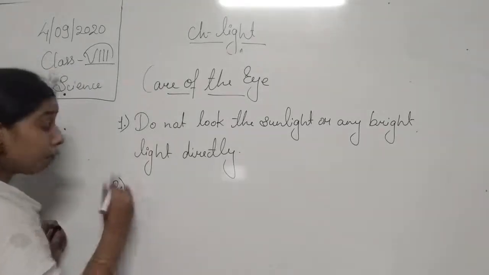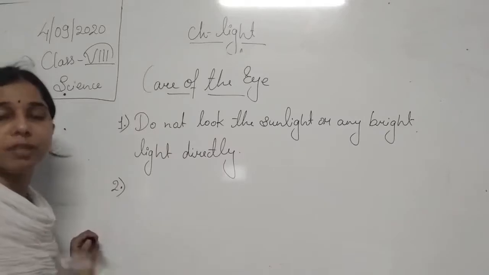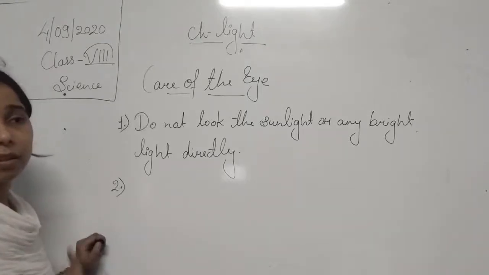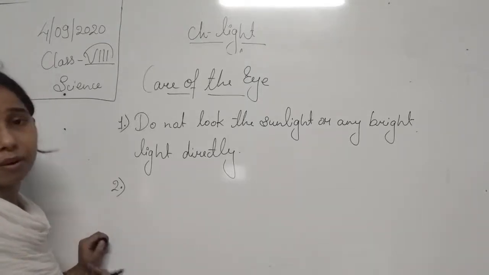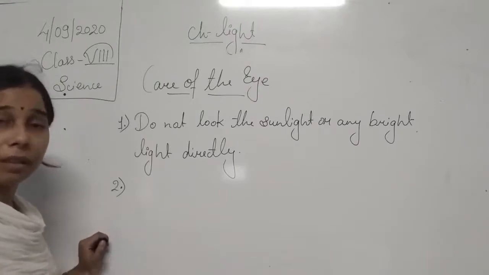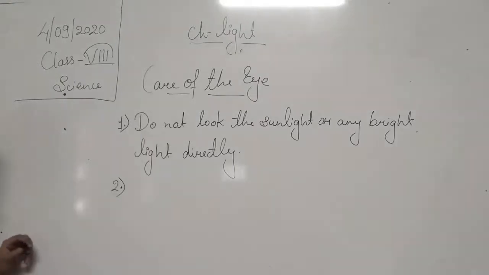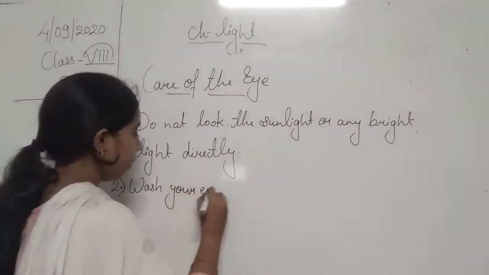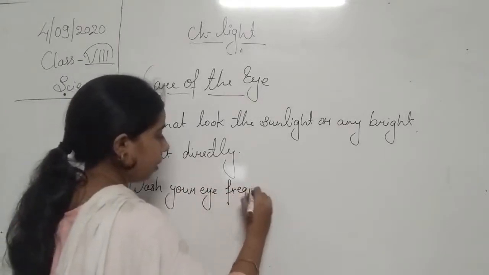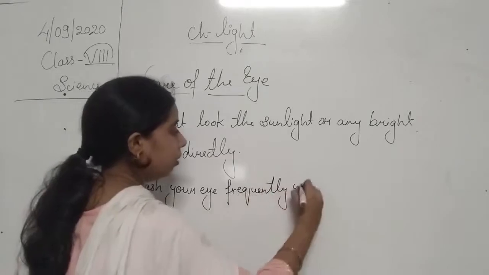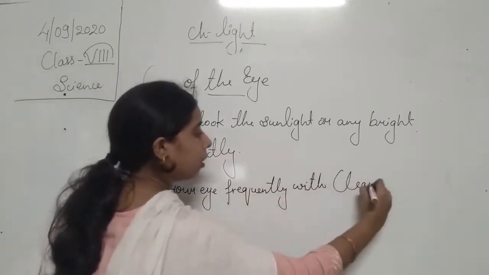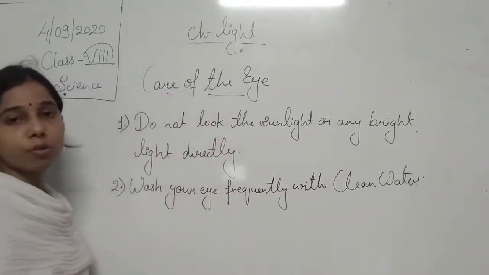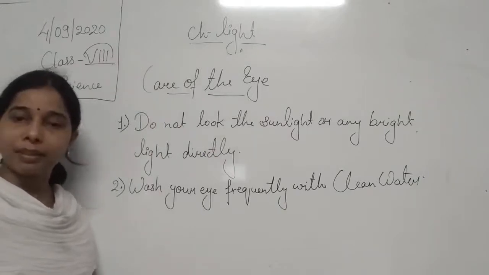If possible, you can wash your eyes as much as you can, meaning time to time you can wash your eyes. It will help in clearing any dirt or any problem. So we should wash them and keep our eyes clean. Okay, so we can write: wash your eye frequently with clean water. As much as you can, we should wash our eyes frequently. That will be much better.